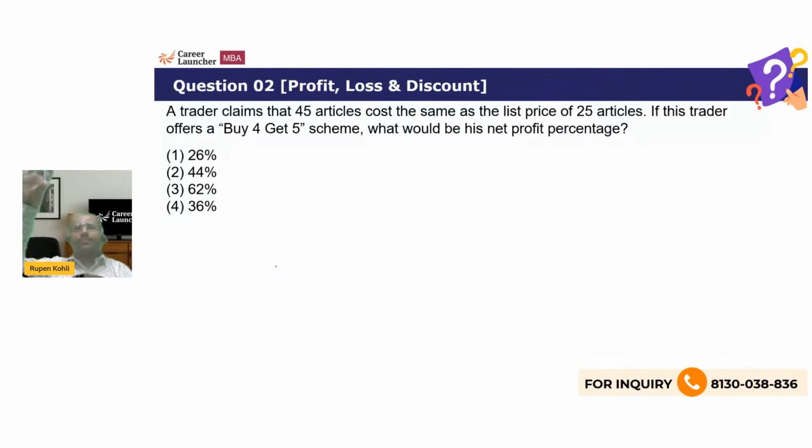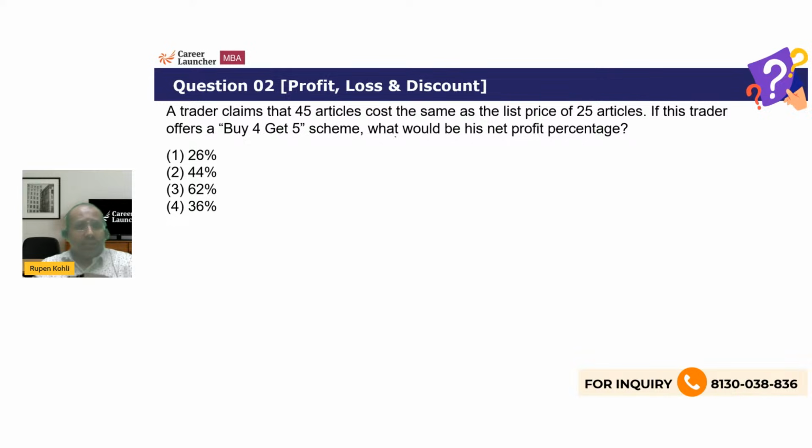This, as usual, is put across in front of your retail stores. Buy 4 get 5. What does that mean? You pay for 4, but you get 5. So that's a bargain, an advantage to the buyer. Effectively it's a discount, given not in percentage form but in this way. So what would be his net profit percentage?